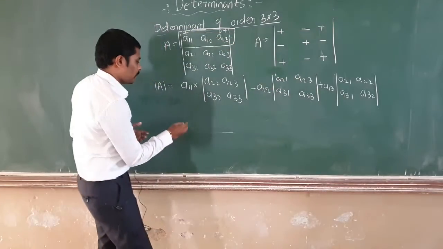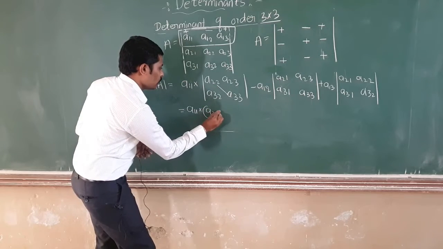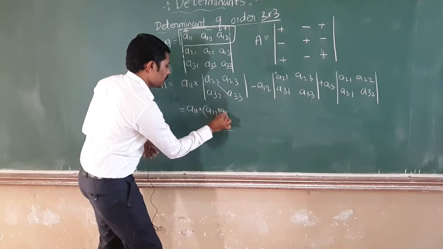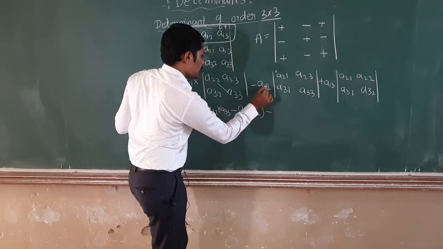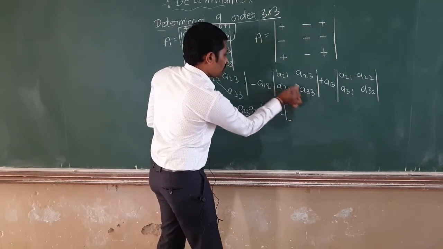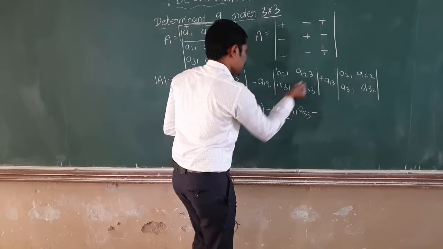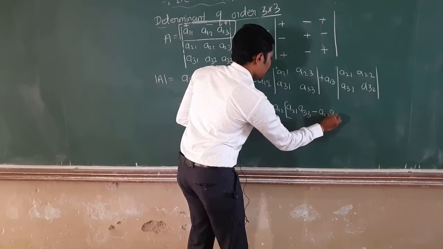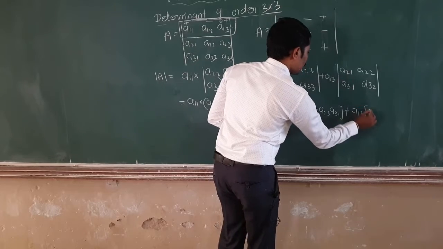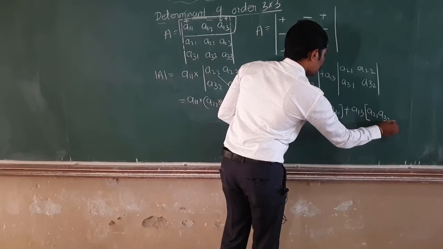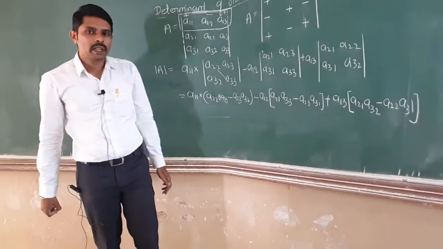Now finding the value is very easy. A11 into, you know how to evaluate this one, multiply: A22 into A33 minus A23 into A32, then minus this one A12 as it is into, this is a 2 cross 2 determinant, multiply: A21 A33 minus A23 A31, plus last one A13 into, multiply: A21 into A32 minus A22 into A31. This is the procedure to evaluate, okay.